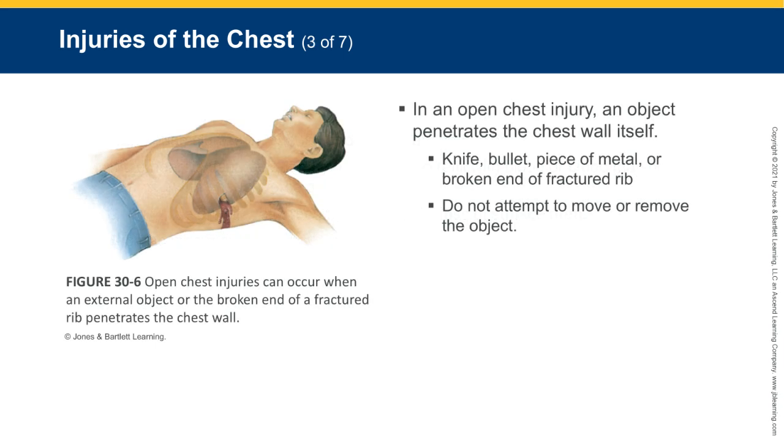Open chest injuries occur when an object penetrates the chest wall. This may be caused by a knife, bullet, piece of metal, or a broken rib. It is crucial not to remove impaled objects, as they may be controlling bleeding or preventing further injury.